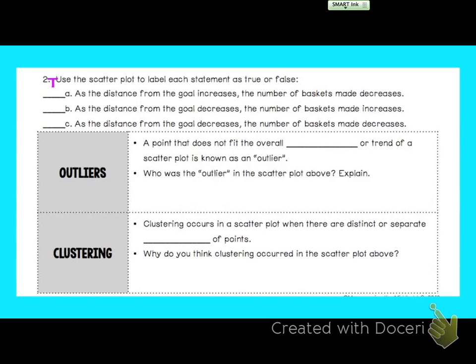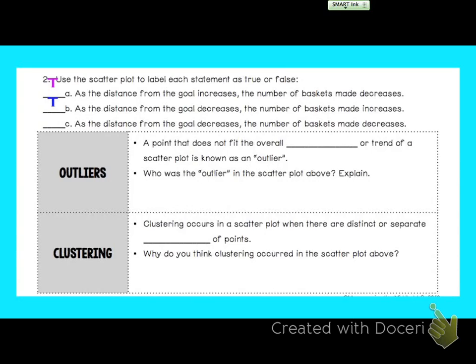Yes apparently means true. So B, as the distance from the goal decreases, that means the number of baskets made increases. So look at your graph. If they're standing closer to the goal, do they have more shots or less shots? More shots. So is that true or false? True. Except for the one guy, Jared.